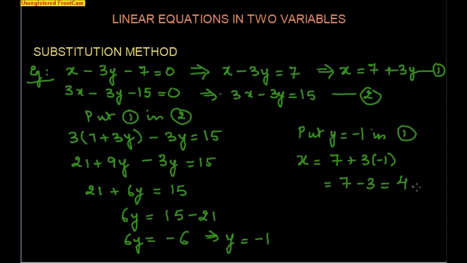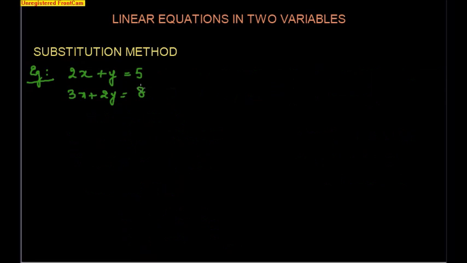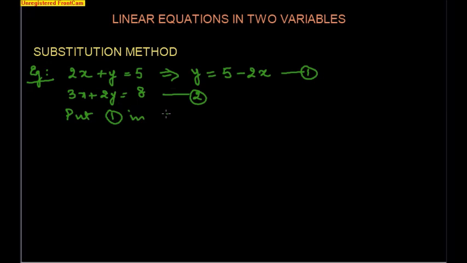So I'll take one more example to make things more clear. We have these two equations. If you see from the first equation, it is easier to find out the value of y. And I mark this as 1 and this equation as 2. So I put 1 in 2. And I get 3x as it is. Instead of y, I put this value 5 minus 2x is equal to 8.